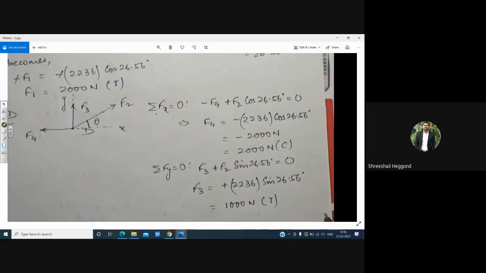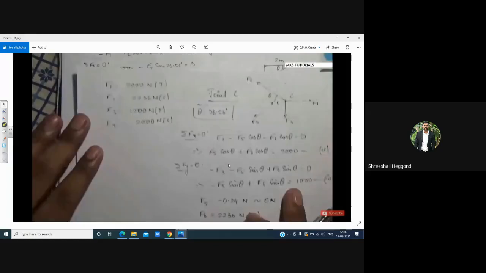Hope you are getting the same answers. Try to solve on your papers. Don't just listen to the numericals, because until and unless you solve on paper, it will not be easy to understand. Once you practice, then it will be easy to understand. Okay?